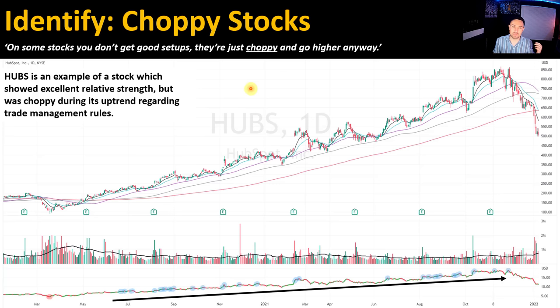What Qullamaggie is referring to here is that a choppy stock doesn't respect or hold the key moving averages, it just chops around. Now this is very important. If you've read Livermore's work, if you've read Darvas's work as well, stocks exhibit personality behaviors. You may think, what are you on about? No, they do. Different stocks move in different ways. Don't ask me why, I couldn't explain it.